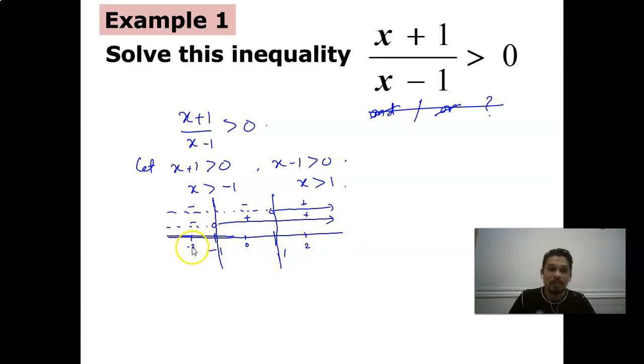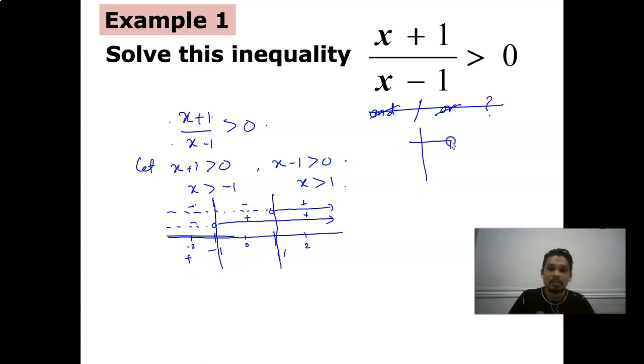When x is negative 2, negative 2 plus 1 equals negative 1. Negative 2 minus 1 equals negative 3. Yes, negative value, negative value. So a negative value divided by a negative value is positive.